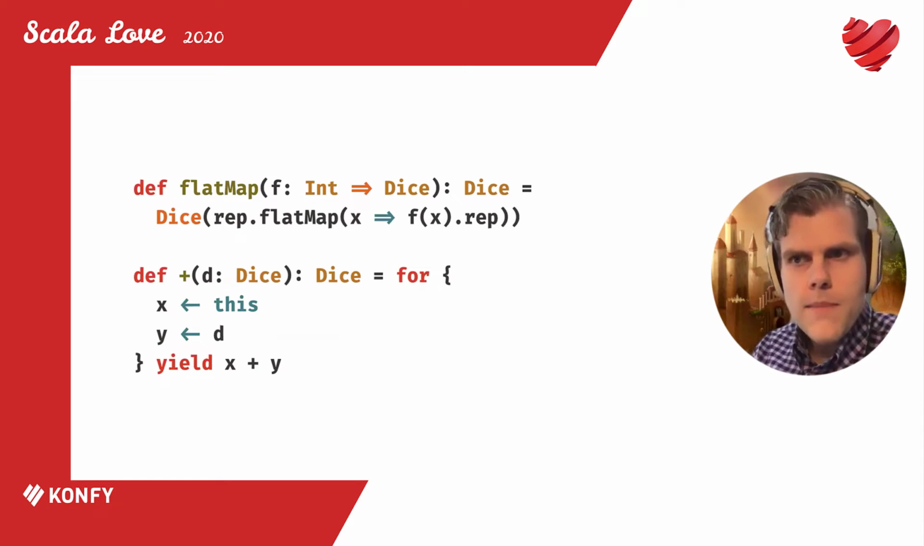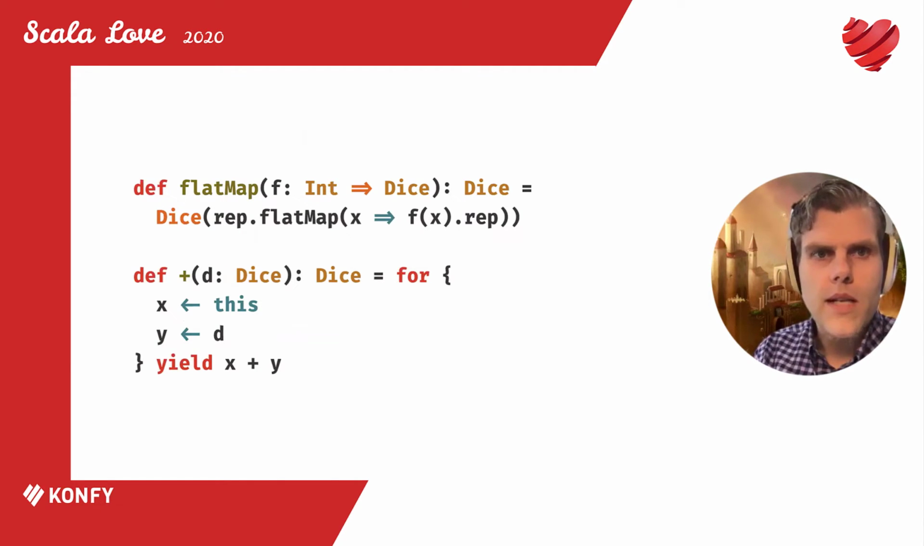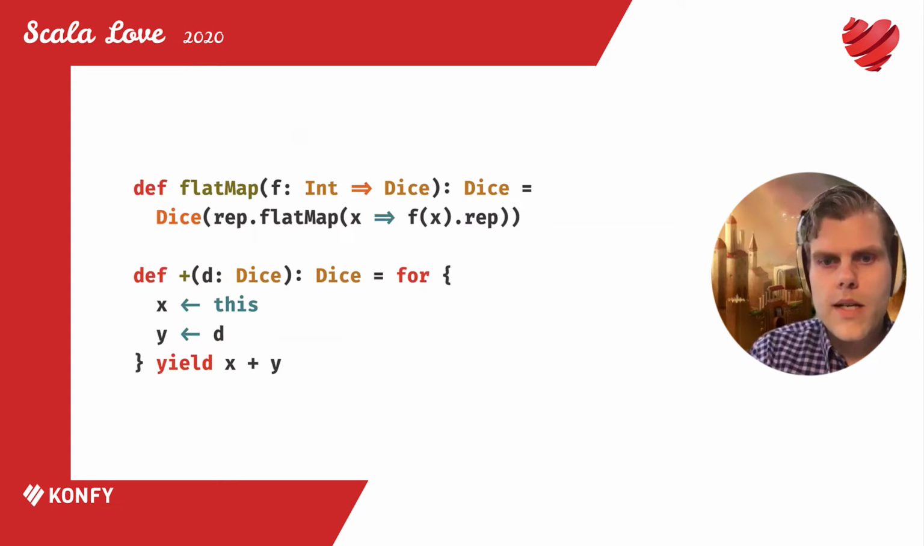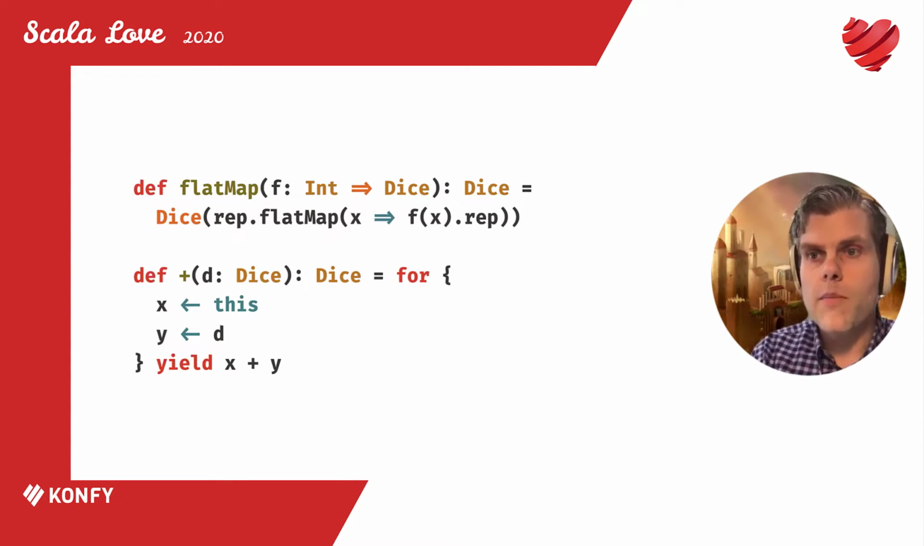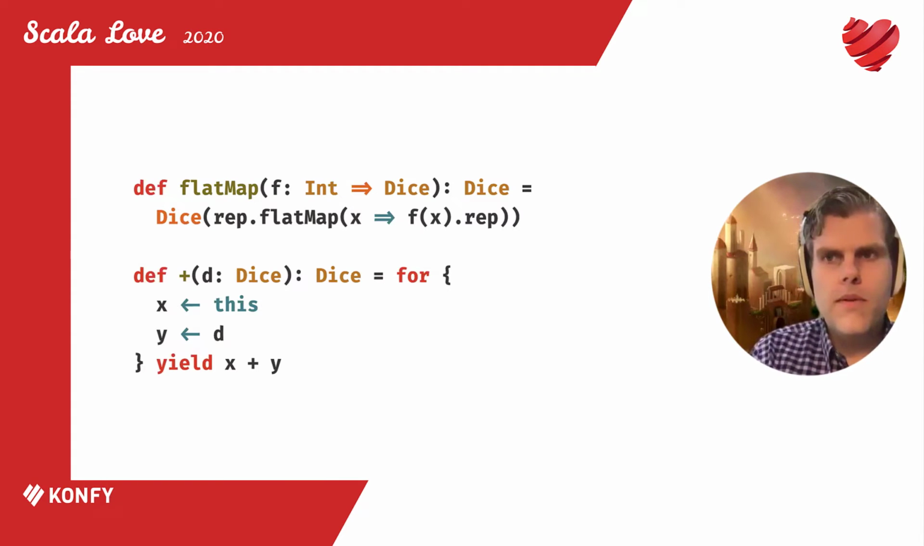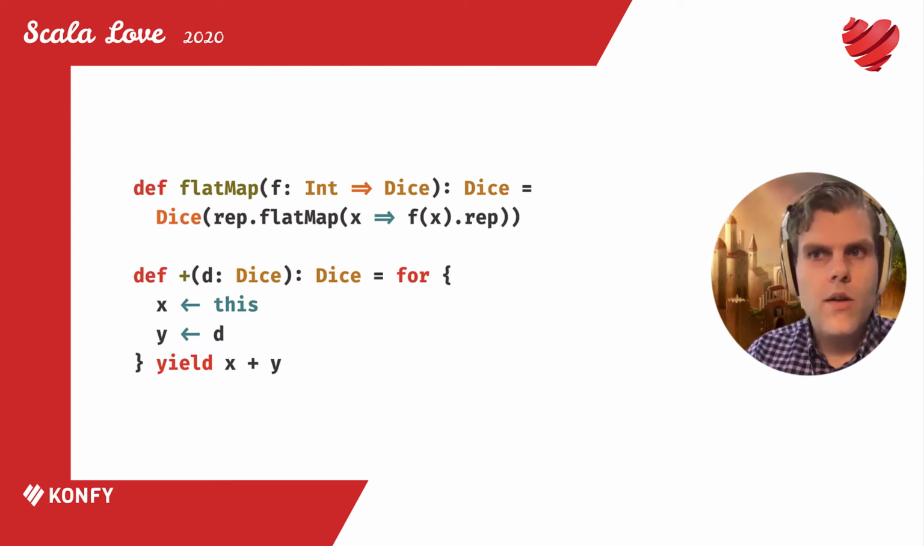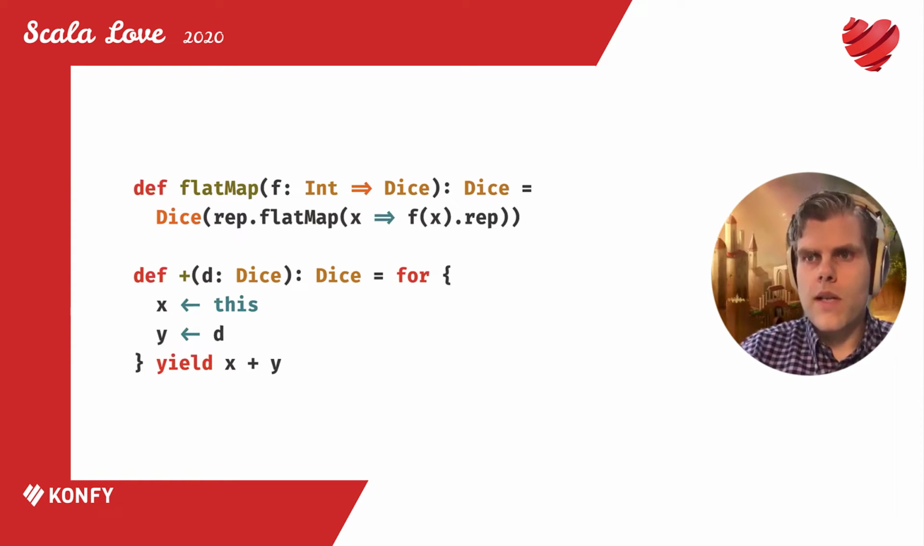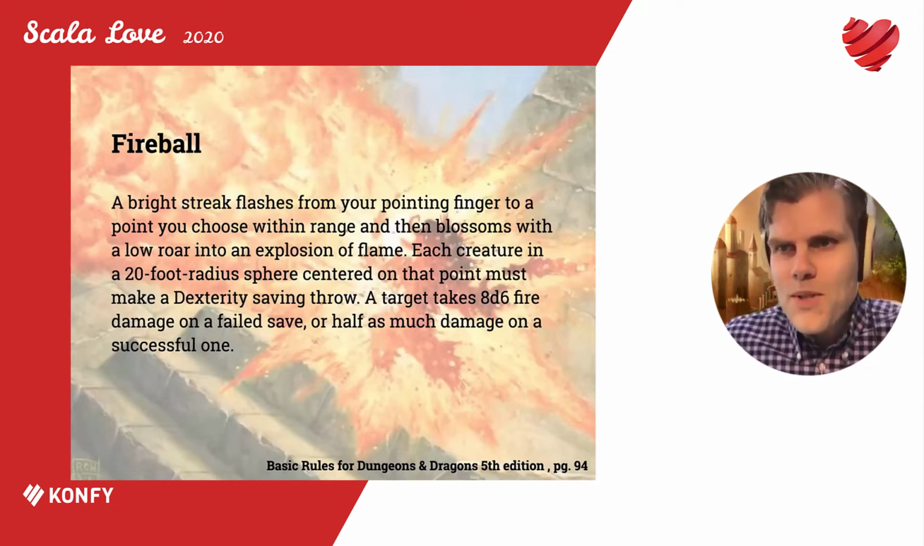Okay, an M set is really doing all of the work for the dice library. Most of the operations on dice are just delegating to the operations on the M set. For example, flat map really just delegates to flat map on the M set. And then adding two die rolls is also just delegating to flat map on the M set. So I just say, to add two dice, x comes from this dice, and y comes from the dice D, I yield x plus y. And that will get all of the combinations and add them together and give me a distribution of the result.